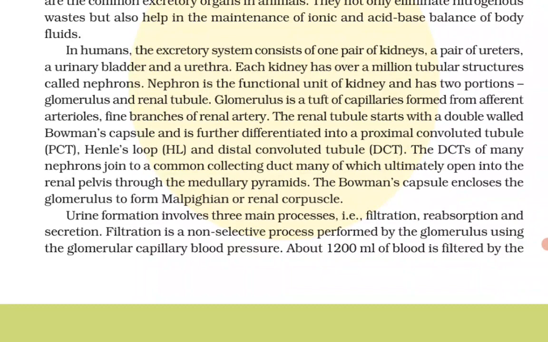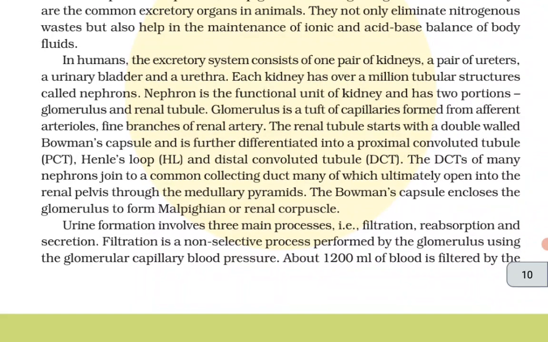Glomerulus is a tuft of capillaries formed from afferent arterioles, fine branches of renal artery. The renal tubule starts with the double-walled Bowman's capsule and is further differentiated into proximal convoluted tubule (PCT), Henle's loop (HL), and distal convoluted tubule (DCT). The DCTs of many nephrons join to a common collecting duct, many of which ultimately open into the renal pelvis through the medullary pyramids. The Bowman's capsule encloses the glomerulus to form Malpighian or renal corpuscle.